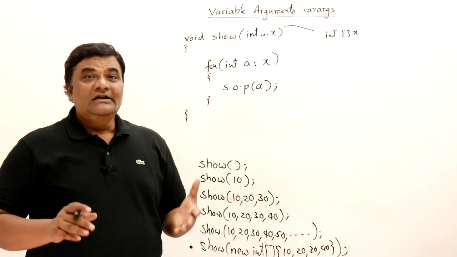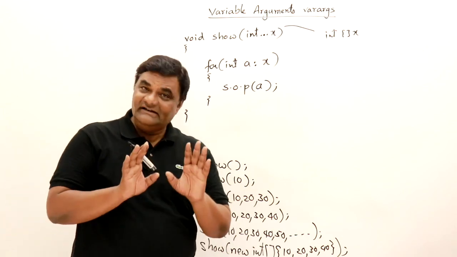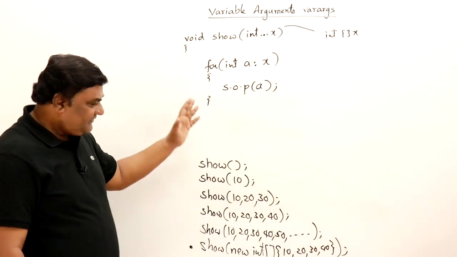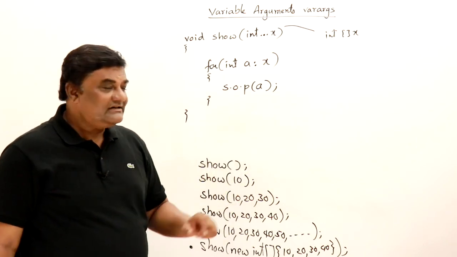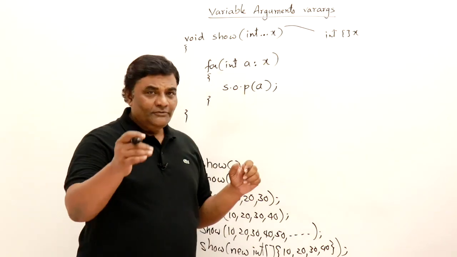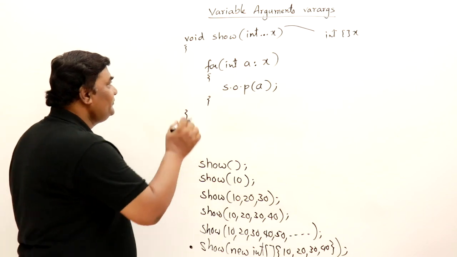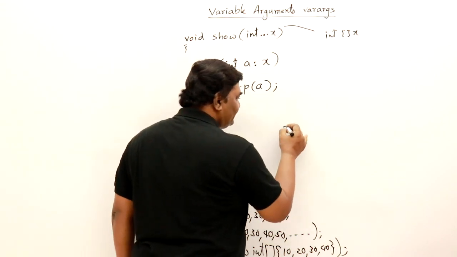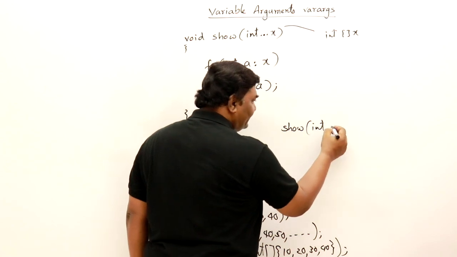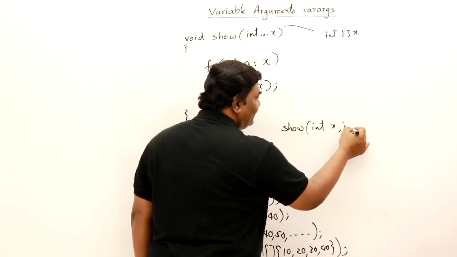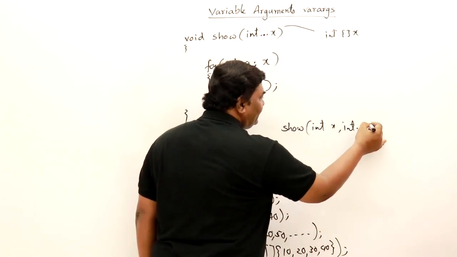So if at all you require a single functionality for various number of arguments, then you can go for variable arguments and you can define it like this. Now a few more things in this one. If suppose you want to have a method that is show, which will take one integer value compulsory, and then next is a variable argument, you can define it like this also.